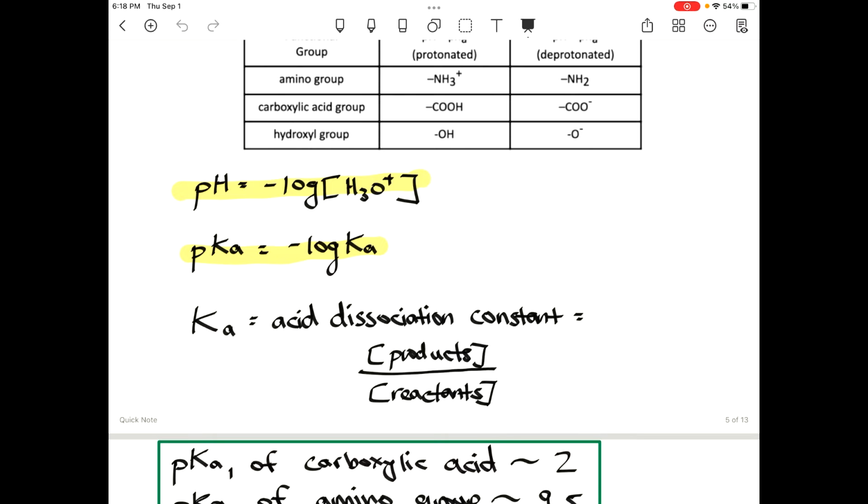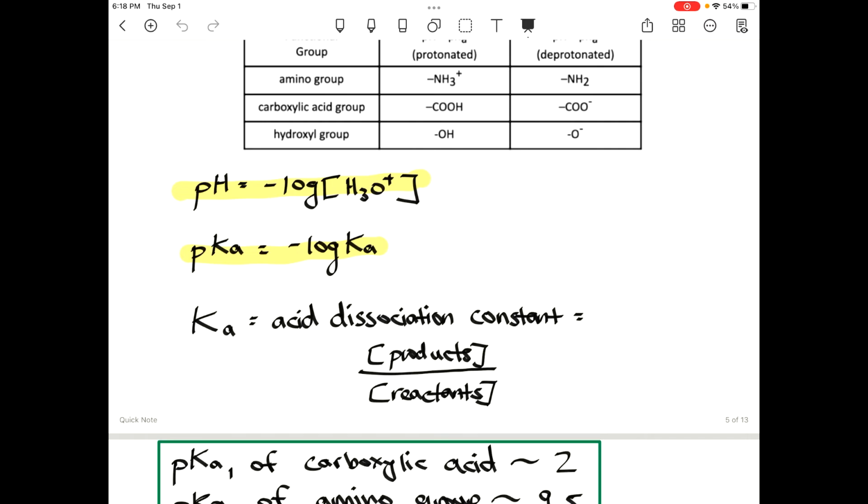So if the Ka is really high, that means a lot of the acid dissociates into the products, right? Because it's products over reactants. So if you have a lot of products, then the Ka is going to be really high in this fraction. So that's just the basic gen chem definitions of it. But what do they have to do with each other?